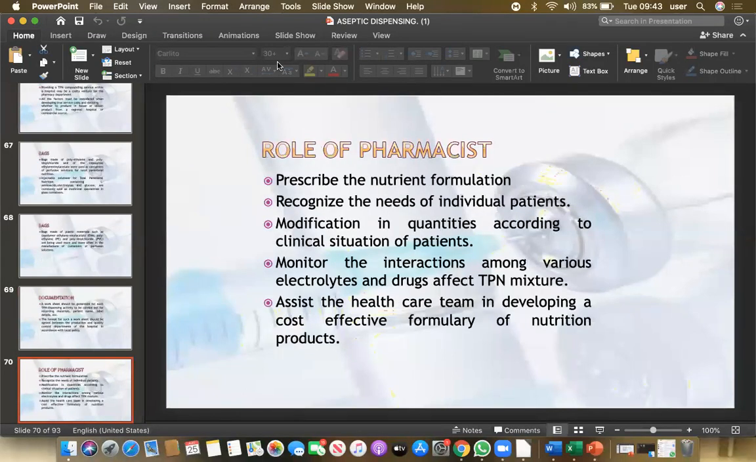The role of pharmacists: prescribe the nutrient formulation, recognize the needs of individual patients, modify quantities according to the clinical situation of patients, monitor the interactions among various electrolytes and drug effects in the TPN mixture, and assist the healthcare team in developing a cost-effective formulary of nutrition products.